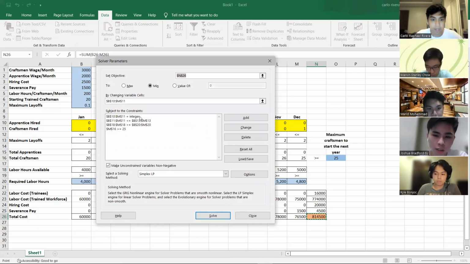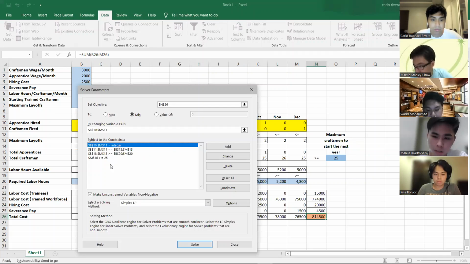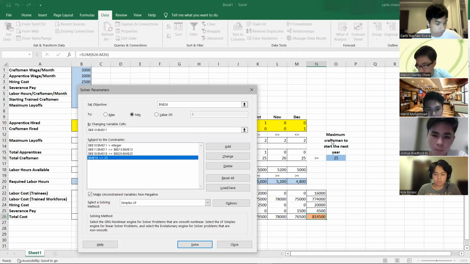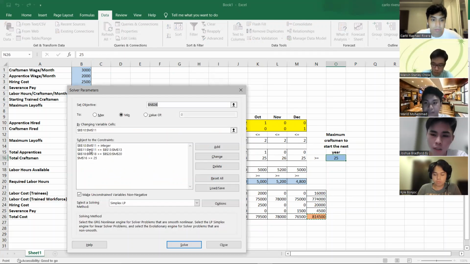And for the constraints, apprentice hired should be less than or equal to the maximum layoffs, labor hours available greater than or equal to the required labor hours, and total craftsman greater than or equal to the maximum craftsman at the start of the next year, which is 25. The total apprentices hired and craftsmen fired must be integers.